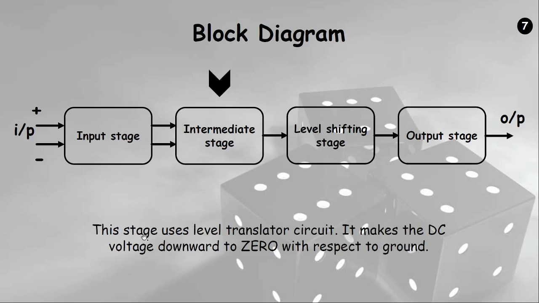This stage uses a level shifting transistor circuit. It shifts the DC voltage downward to zero with respect to ground. So it reduces your output voltage with respect to ground to zero.